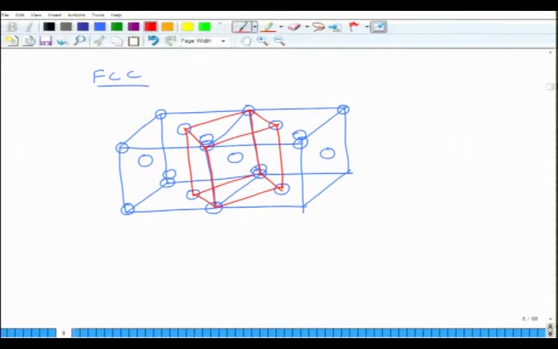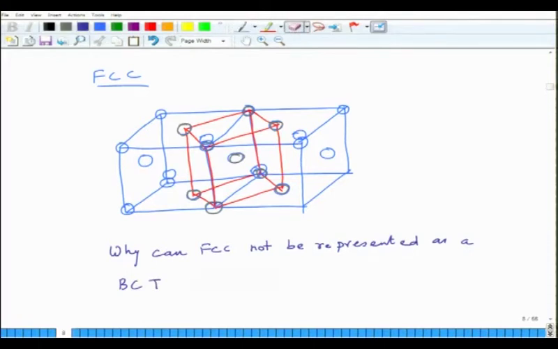Okay. So, for the sake of representation, I can draw this atom as different. This is body centered tetragonal. So, the question is, why can FCC not be represented as a BCT lattice, not in itself, as a lattice?